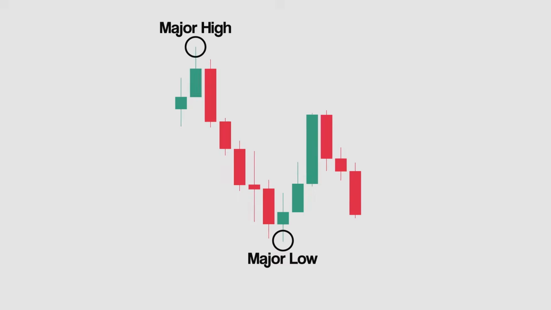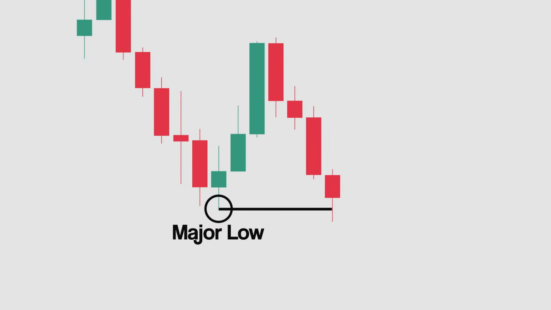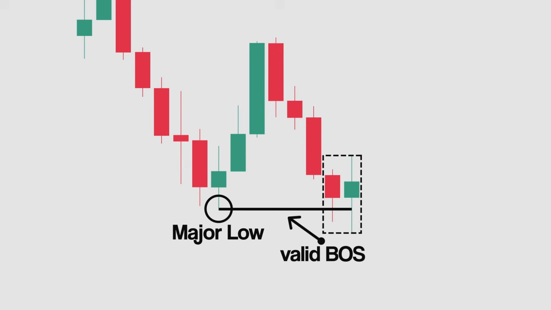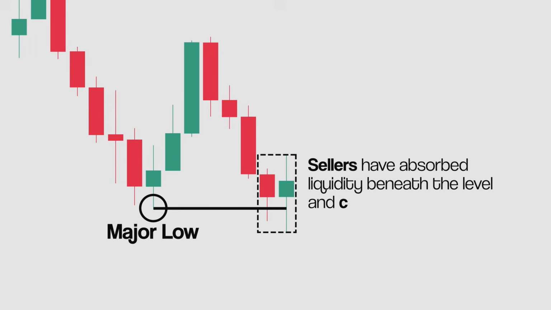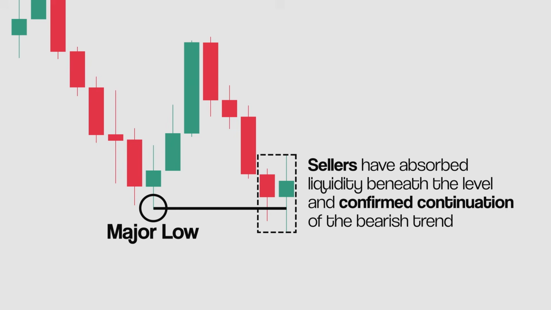In the final scenario, the first candle breaks the major low with a wick but closes back above the level. The next candle then forms a deeper wick. This two-candle sequence becomes a valid bearish break of structure. Sellers have absorbed liquidity beneath the level and confirmed continuation of the bearish trend.